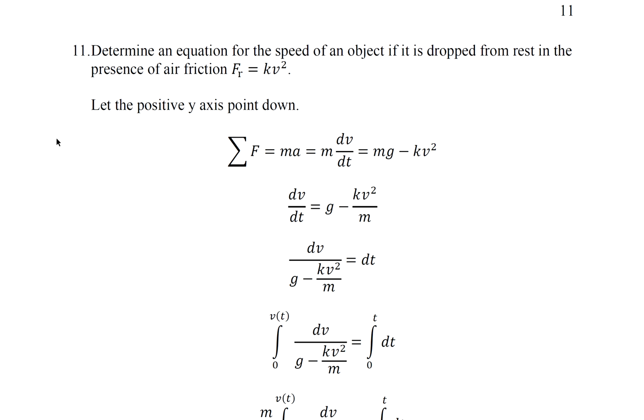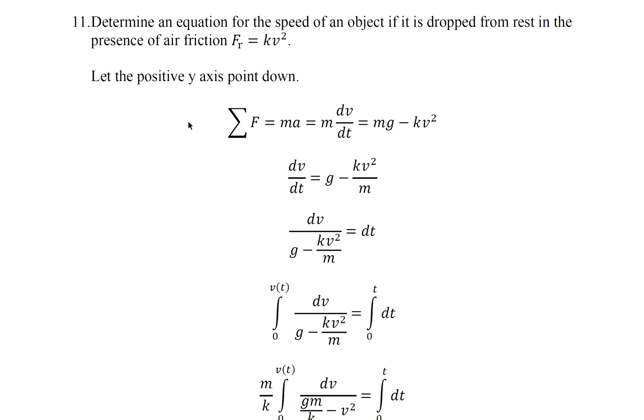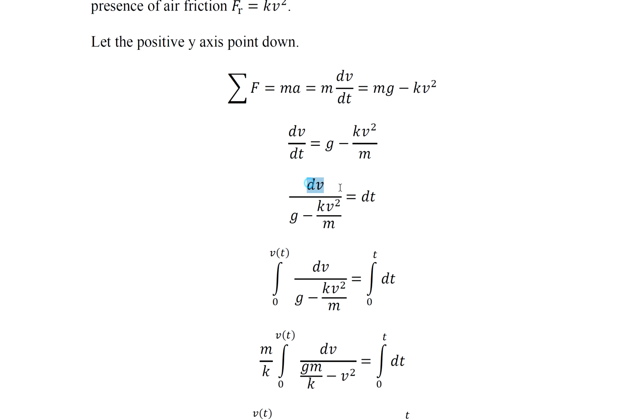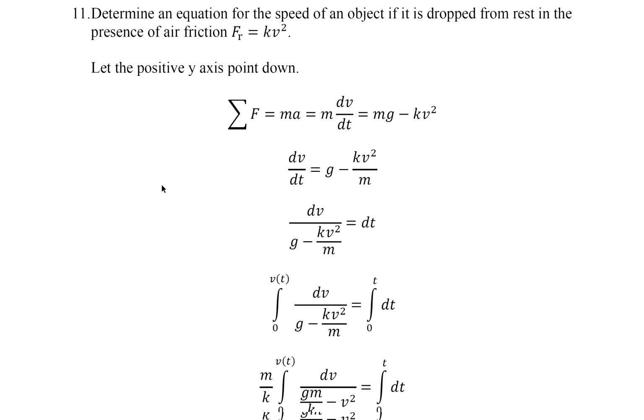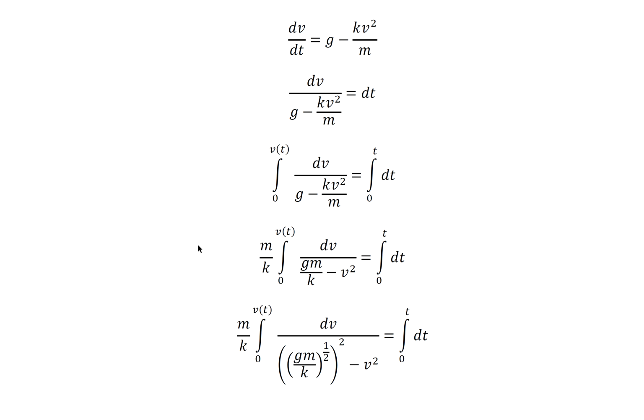Question 11. Determine an equation for the speed of an object if it is dropped from rest in the presence of air friction, where the resistive force equals kv squared. Let the positive y-axis point down. So sigma f equals ma equals mg down minus kv squared up. So acceleration is dv over dt. Here I rearranged, very similar to problem number 10. Then I took the integral of both sides and put numbers on the integral.